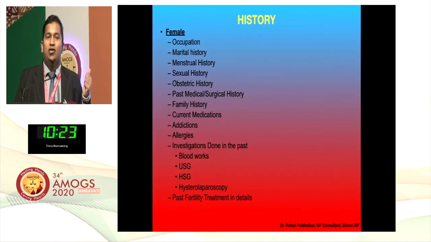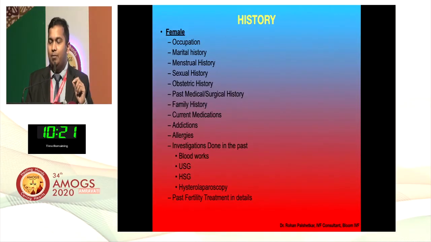HSG is one thing I want to talk about in a little more detail before I go on to the next slide. It's said now that when you're considering HSG for a patient, if there is no specific history suggestive of blocked tubes, you can go ahead with the treatment, and then if there are failed cycles, you can do an HSG then to confirm whether the tubes are open or not.